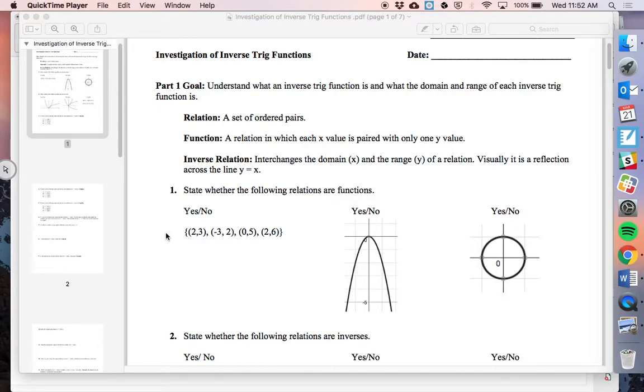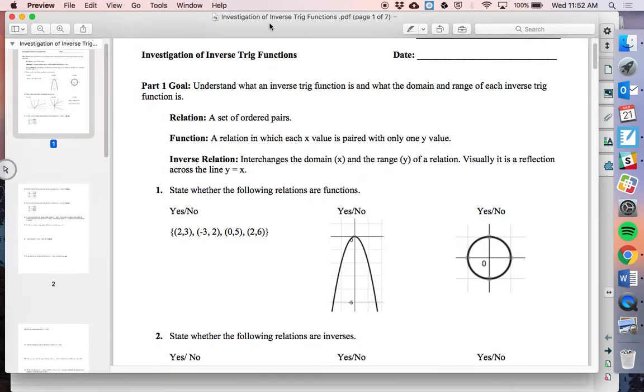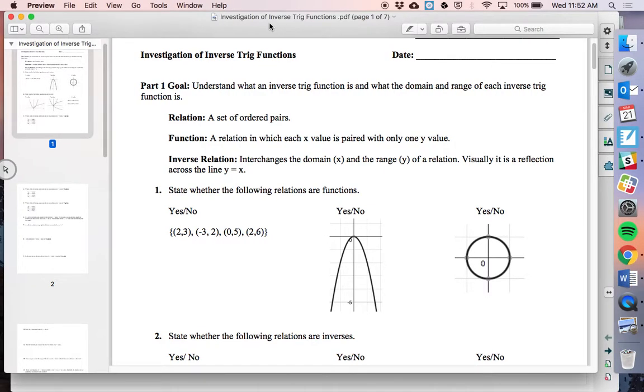These are for people that were absent in class on Wednesday. So we're going to go over questions like number 13 and 14 on your homework 1. You should have finished everything else except for those 2 problems. So what I'd like you to do is get out your investigation of inverse trig functions.